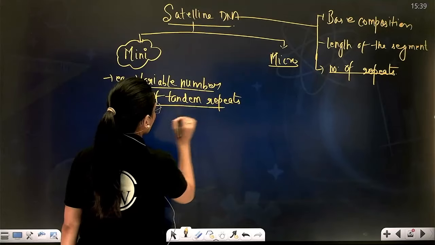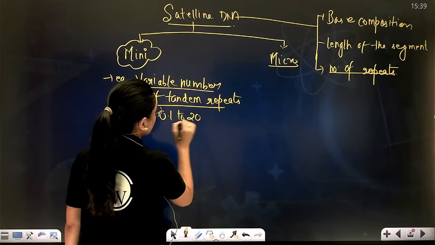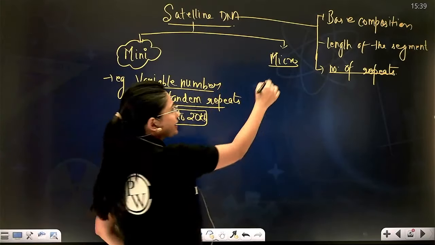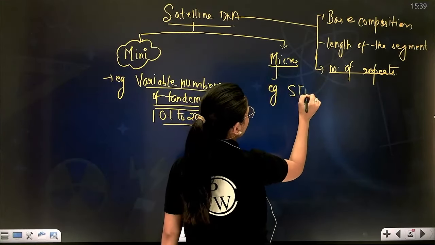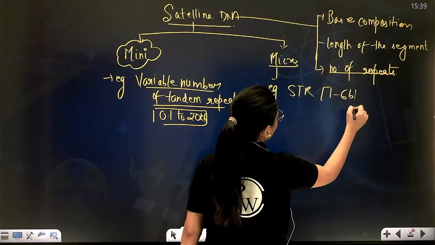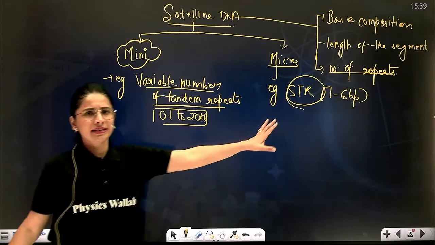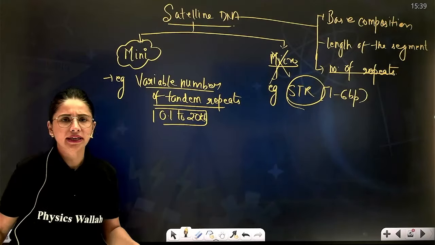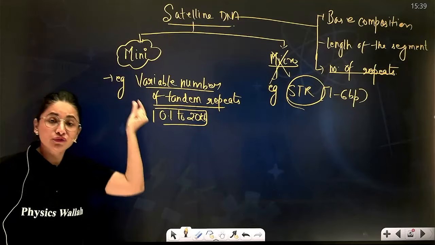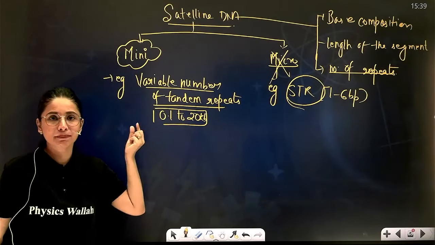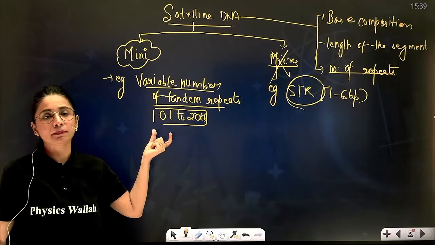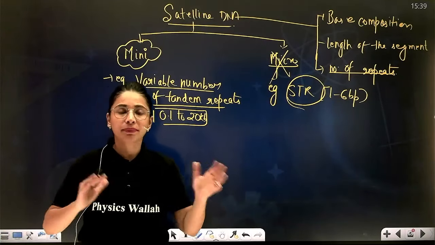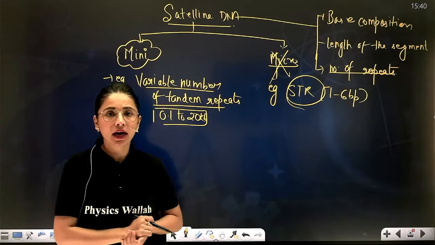VNTR, they are about 0.1 to 20 kb long. These microsatellites, for example STR, short tandem repeats, are just 1 to 6 base pairs long. So they are too short. So microsatellites are not utilized for DNA fingerprinting. Among satellites, the preferred sequences for DNA fingerprinting are VNTR, because they are long enough to study and compare the sequences.